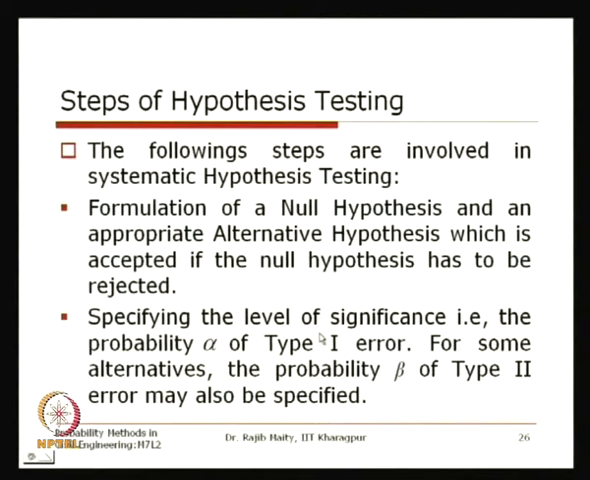Specifying the level of significance, this is the second step. Once we have clearly defined the null hypothesis and the alternative hypothesis, I have to define a level of significance, that is the probability alpha of the type 1 error. As we just told, our goal is to minimize this type 1 error as much as we can. So, generally this alpha we can assign the value of 5% or 1%. So, alpha equals 0.05, alpha equals 0.01, these are the typical values of alpha that we can fix. Of course, in some cases the probability beta of type 2 error may also be specified, but in the general case the level of significance is predetermined before we go for the hypothesis testing.